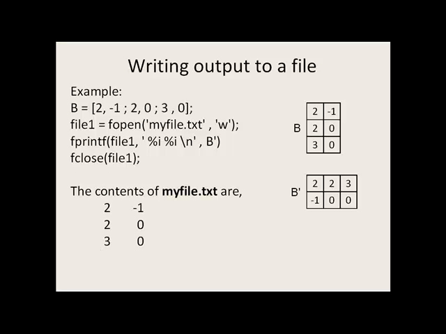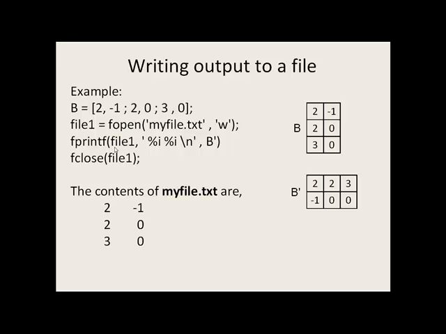In this example, we have an array B. It's a 3x2 array. We first open the file called myfile.txt. We could have called it anything we liked. And we use the W flag, meaning that we're going to write to myfile.txt. We have a file ID called file1, and this will be associated with myfile.txt.